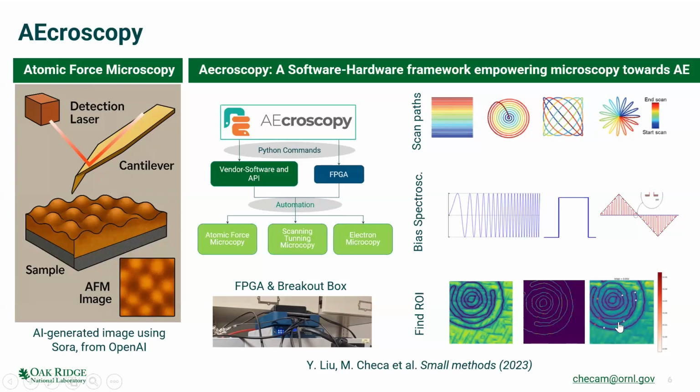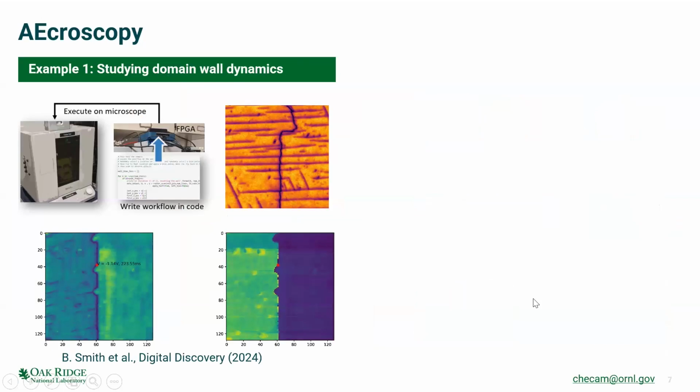In this case, this is a PFM image of a ferroelectric domain that is segmented. I don't know if this will be working. It's segmented as we go, as we take the image. One second. Oh. Well, this is kind of similar.